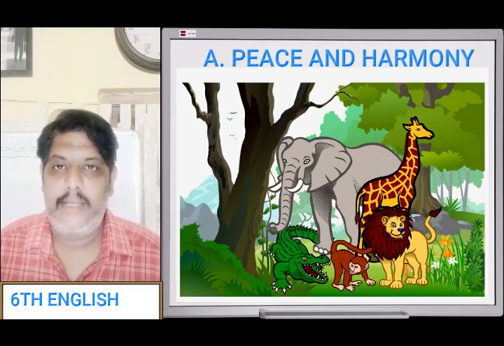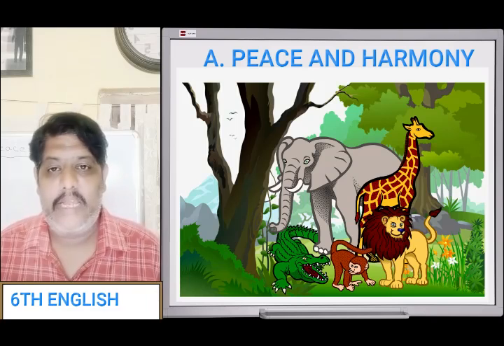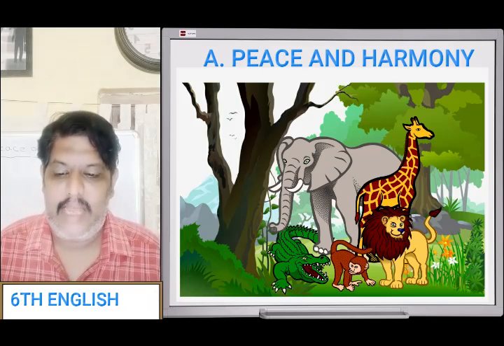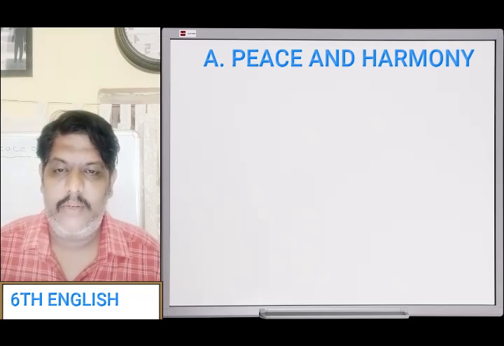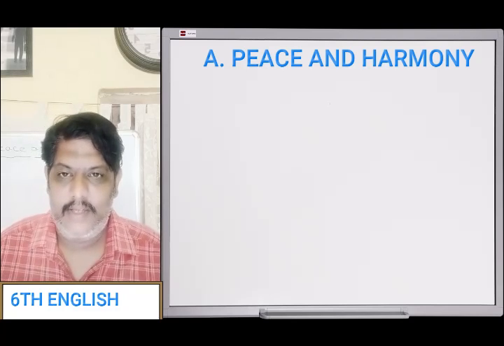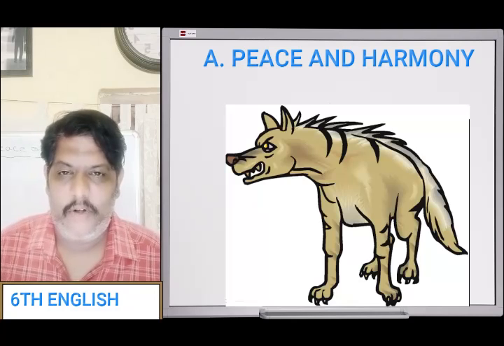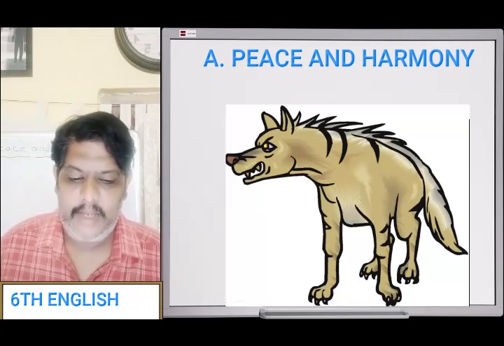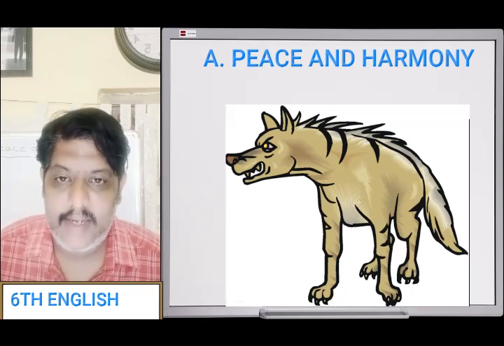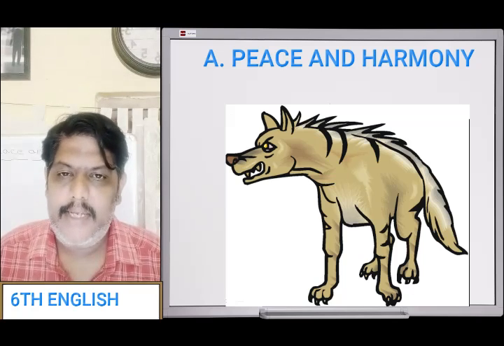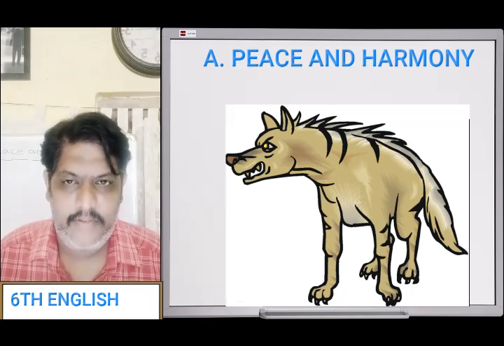But something happened that changed the life of these animals. One day, you know what happened? A jackal entered into the forest. He was dirty, he was dangerous, and also he was very, very cunning. He showed his cunning nature when he entered the forest.